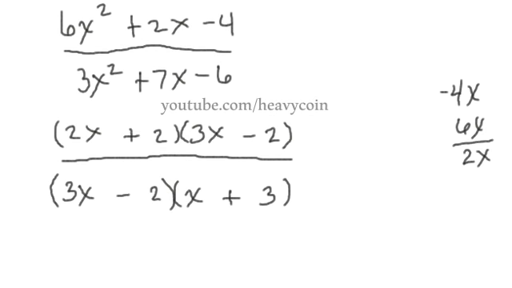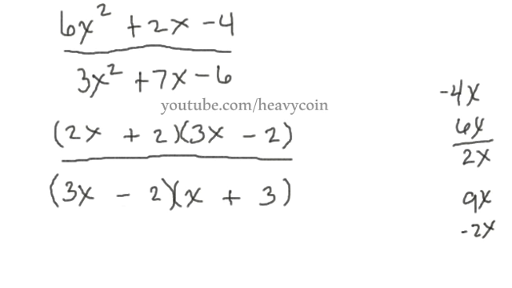Well, now we can cancel some stuff out. Actually, let's check this real quick. So 3x times x is 3x squared. 3x times 3 is 9x. I'll just write that over here. And then negative 2x. Right, and 9 minus 2 is 7. Okay, and then negative 2 times 3 is negative 6, and that's what we have right here.